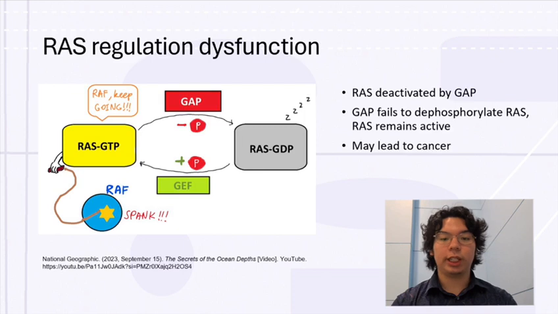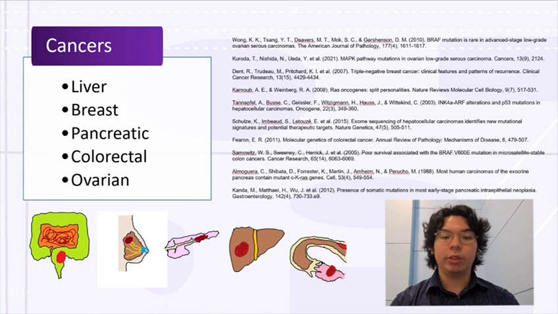Due to the downward cascade of this process, the active RAS will continually stimulate phosphorylation of all subsequent factors, eventually leading to uncontrolled cell proliferation and eventually cancer. These cancers include, but are not limited to, liver, breast, pancreatic, colorectal, and ovarian cancer. And now Jeremy will discuss some lifestyle changes to reduce the contraction of these cancers.